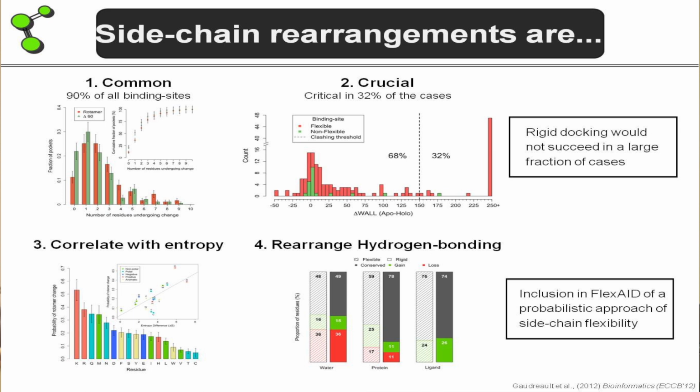And this result is very important because it tells us how essential it is to include side chain flexibility because rigid docking fails in a large fraction of cases. We also showed that side chain rearrangements are correlated with entropy and rearranged hydrogen bonding.